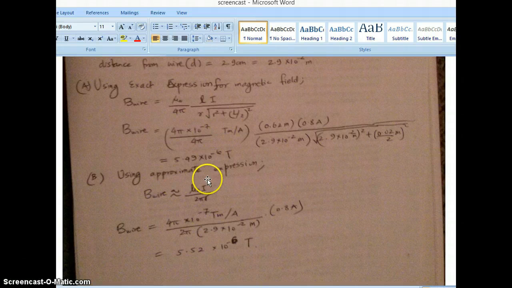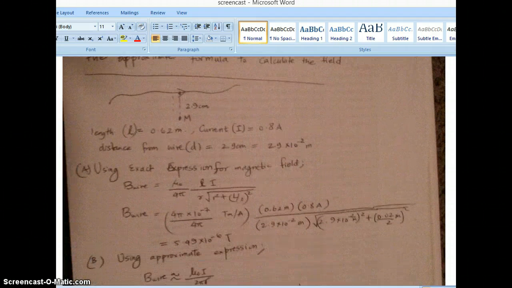The value using the approximate expression was more than the value using the exact formula, because in the approximate expression we eliminated some terms which could possibly alter the values, but one thing is for sure, the magnetic field came out to be pretty close.